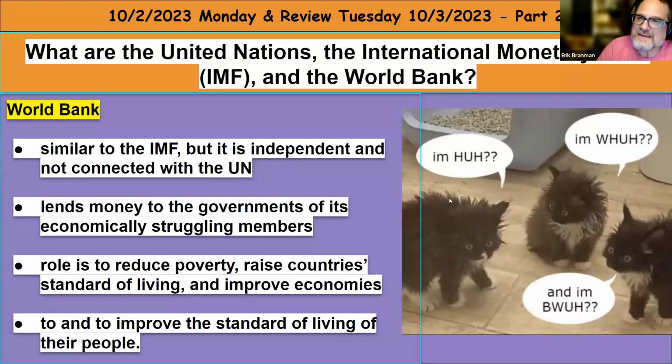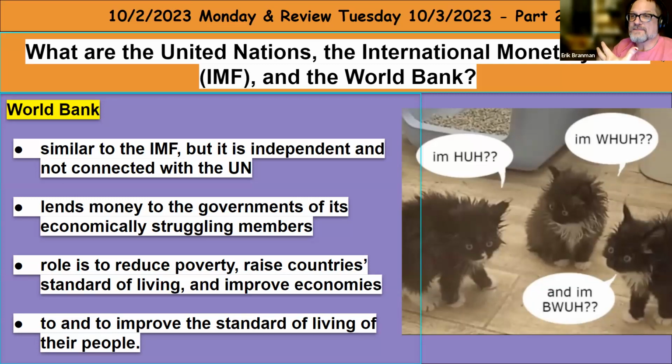The World Bank. The World Bank is similar to the IMF, okay, but it is not part of the UN, not connected with the UN at all. Instead, it is organized by member governments, who lend each other money. Headquartered in Washington, D.C., but not associated with only the US government. There are over 100 countries that are part of the World Bank. The World Bank lends money to governments of economically struggling members of the World Bank. Again, reduce poverty, raise countries' economic standard of living.